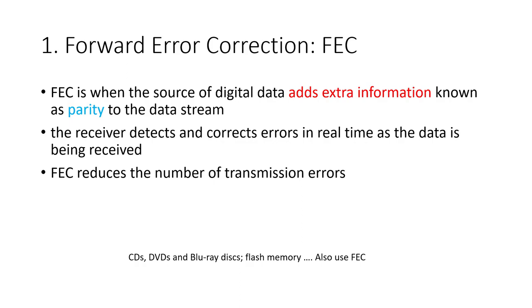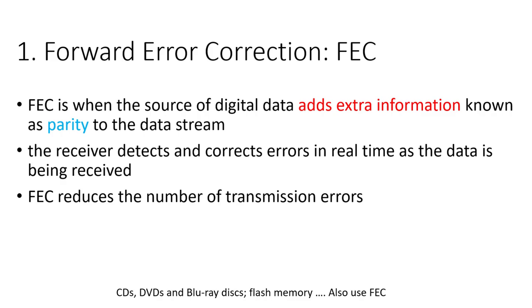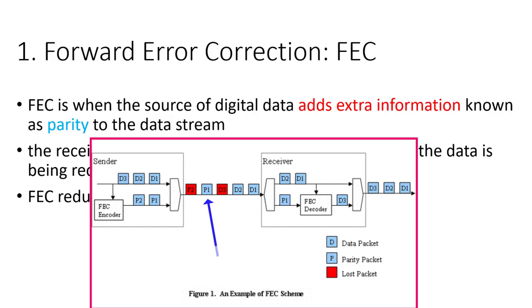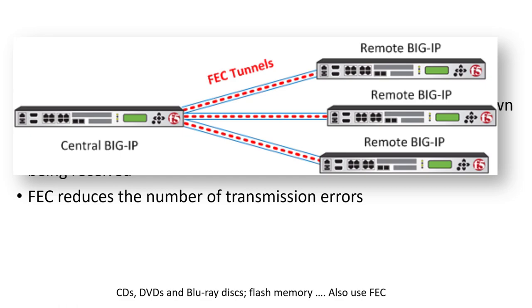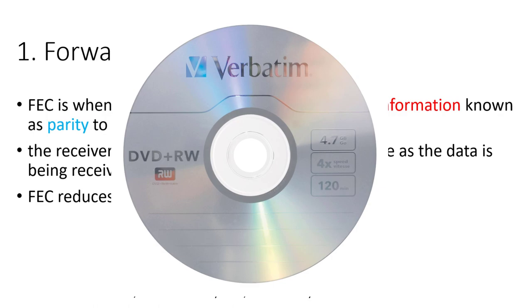Forward error correction, or FEC, is when the source of digital data adds extra information known as parity to the data stream. When the receiver detects an error, it can correct it in real time as the data is being received. FEC reduces the number of transmission errors. You may not be aware of it, but CDs, DVDs, and Blu-ray discs, including flash memory, all use FEC.